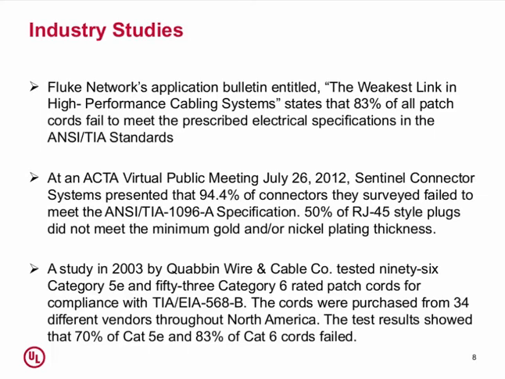This has been going on a long time because back in 2003, there was a Quabbin Wiring Cable Company study, and they randomly picked 96 Category 5E and 53 Category 6 patch cords and tested them for compliance. They were from 34 different vendors throughout North America, and their results showed that 70% of the Cat 5e and 83% of the Cat 6 cords failed.